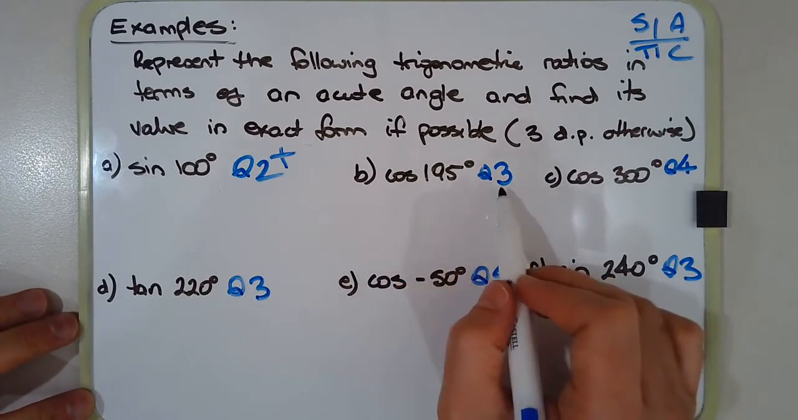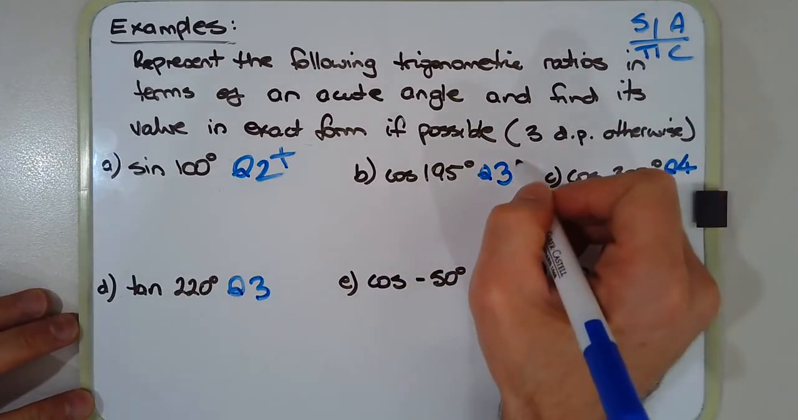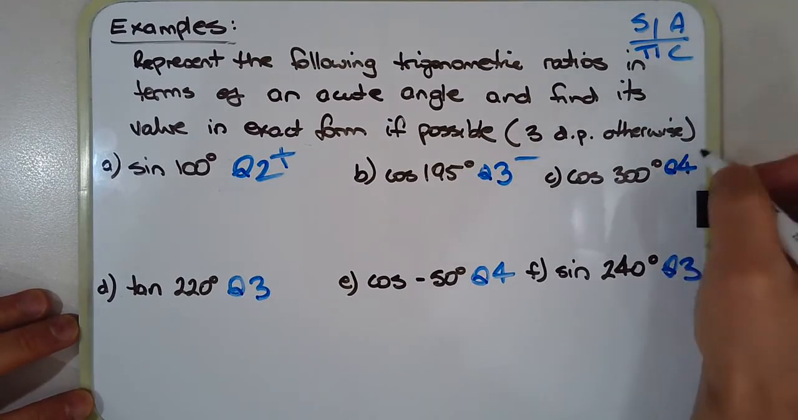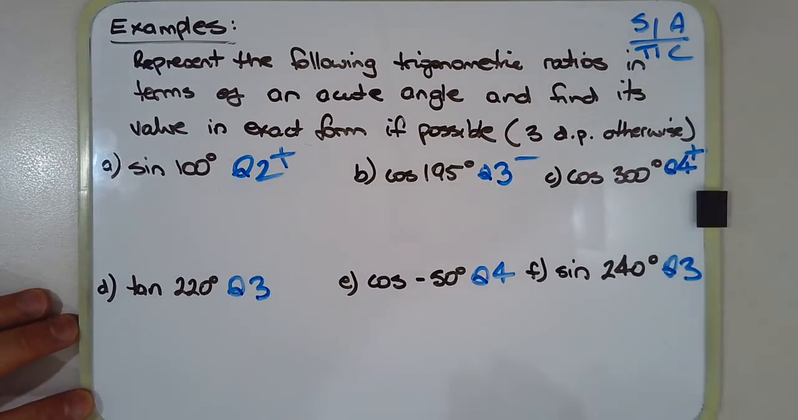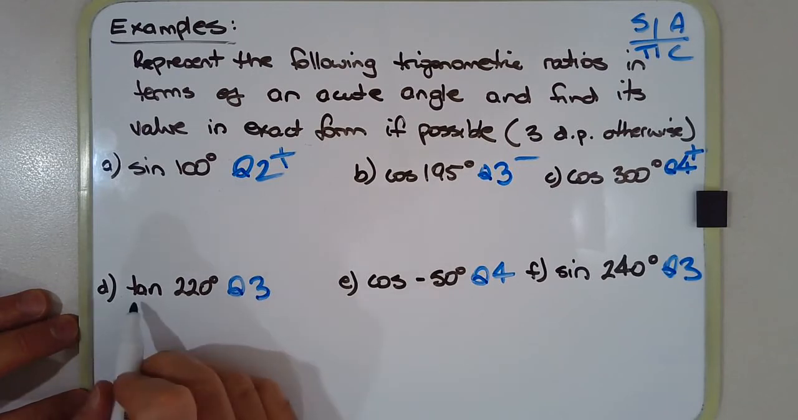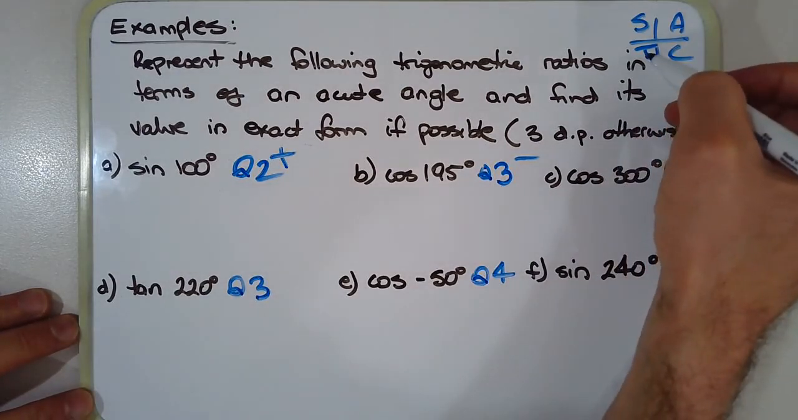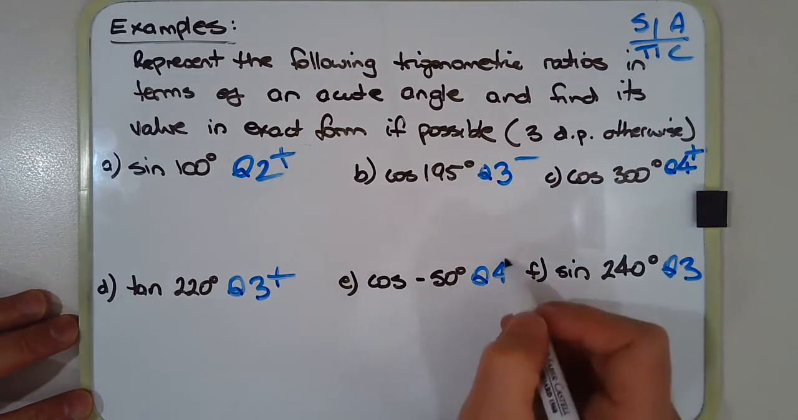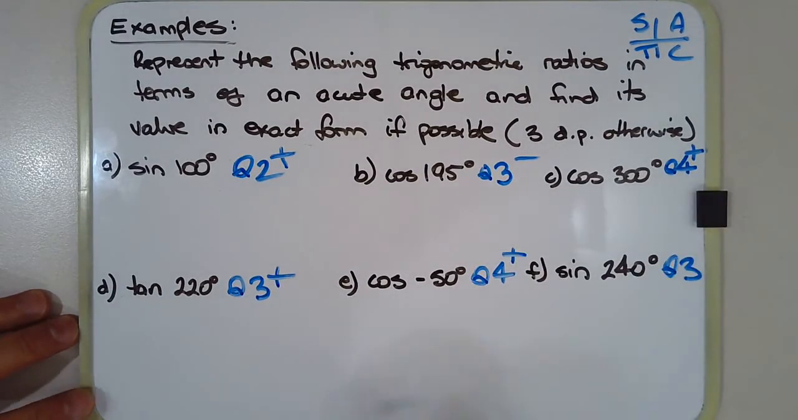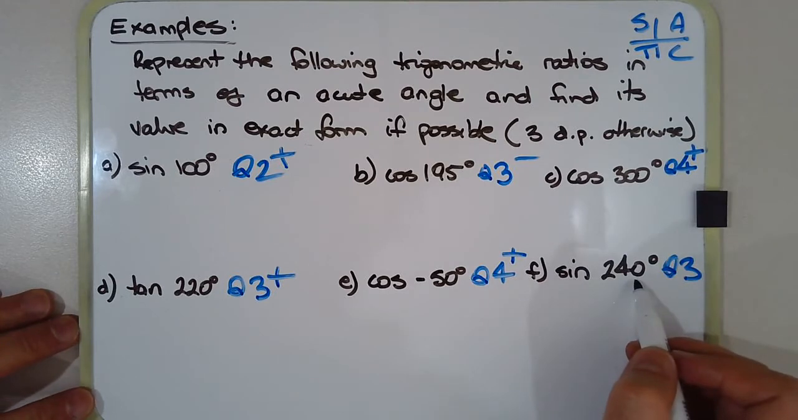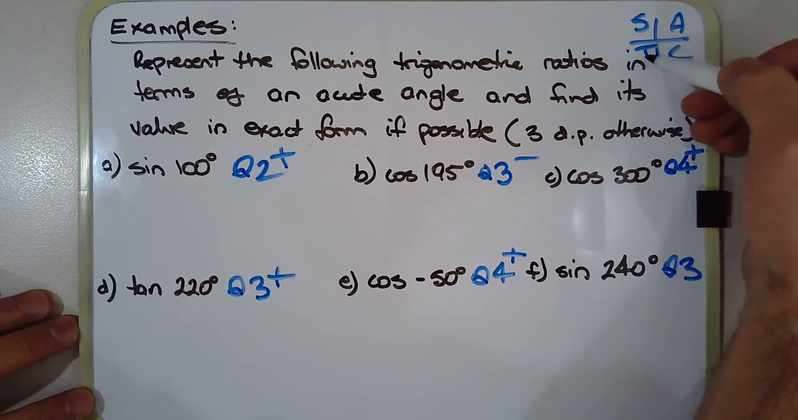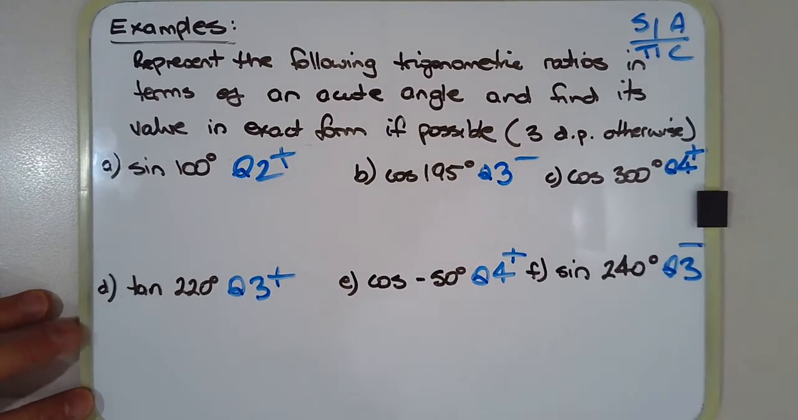Quadrant 3 for cos, only tan is positive, so this will be negative. Cos of 300, quadrant 4, positive. Quadrant 3 for tan, all stations to central, that's going to be positive. Quadrant 4 for cos is positive, like part C there. Tan of 240 degrees, okay. Quadrant 3, sine is going to be negative because only tan is positive in quadrant 3.